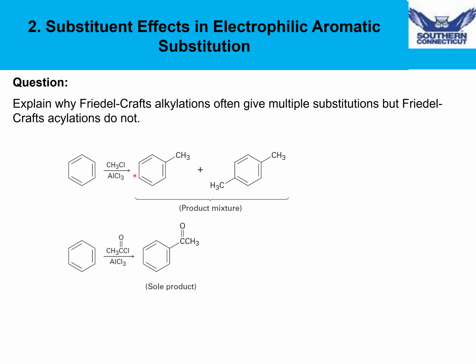In this question, we're going to try to explain why the Friedel-Crafts alkylation often gives multiple substitution products, but the Friedel-Crafts acylation does not. And there's an example shown here with benzene and methyl chloride. When we do an alkylation, we get a single substituted product as well as a di-substituted product. When we do an acylation, we get only a single substituted product.